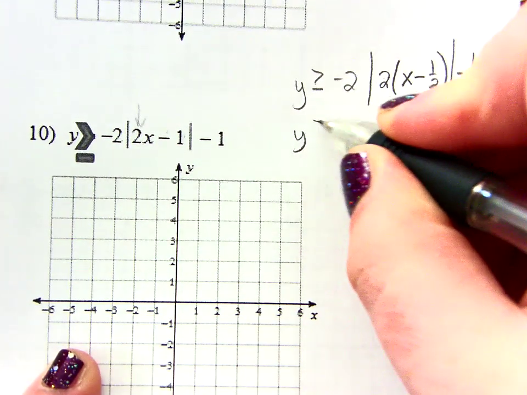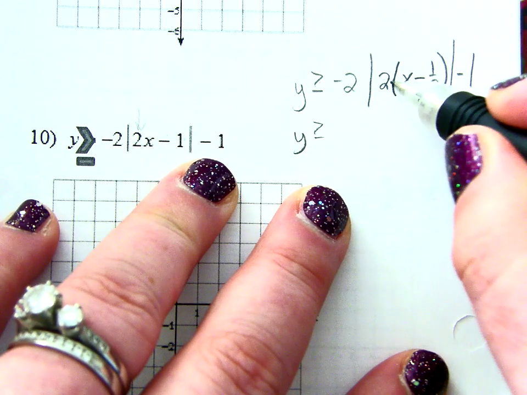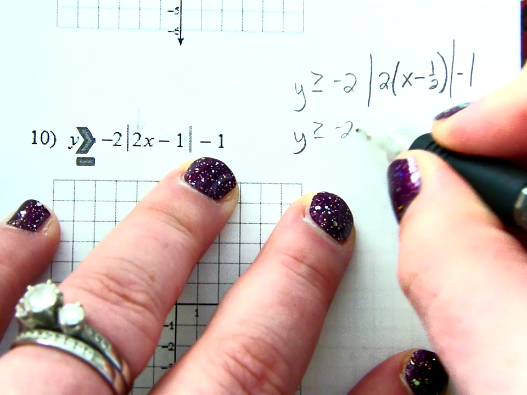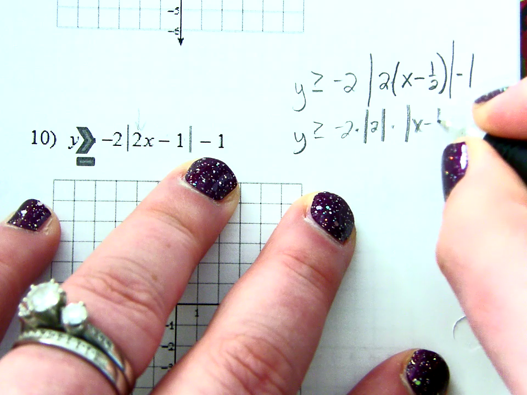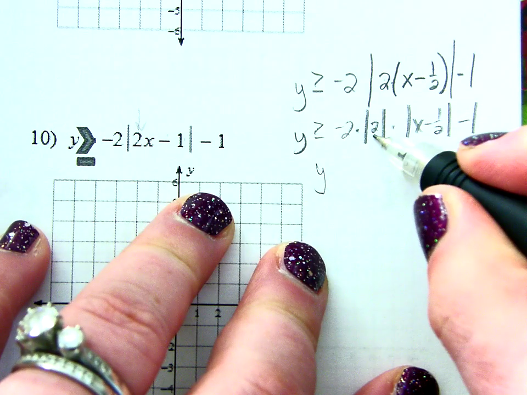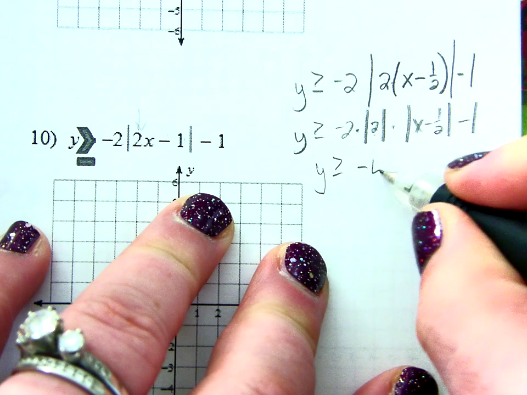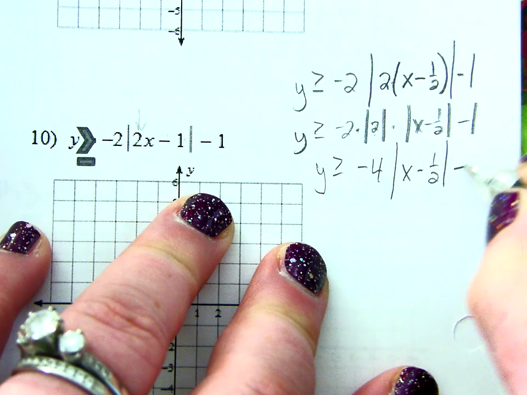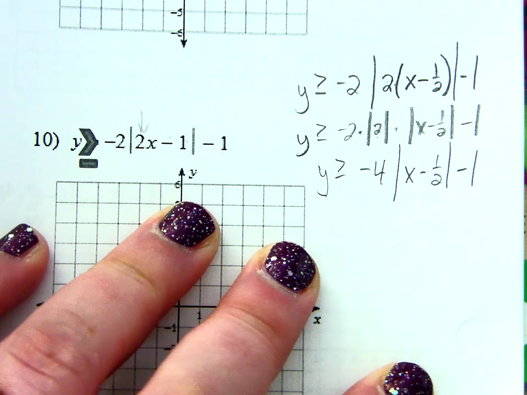Okay, once I've done that, now I'm going to split this apart, because now I have a product in there. So I'm going to have -2 times the absolute value of 2 times the absolute value of x minus 1/2 minus 1. Well, I know the absolute value of 2 is just 2, so 2 times -2, I'll get a -4 right there. Absolute value x minus 1/2, and then minus 1. Now it's in a form that I can graph.